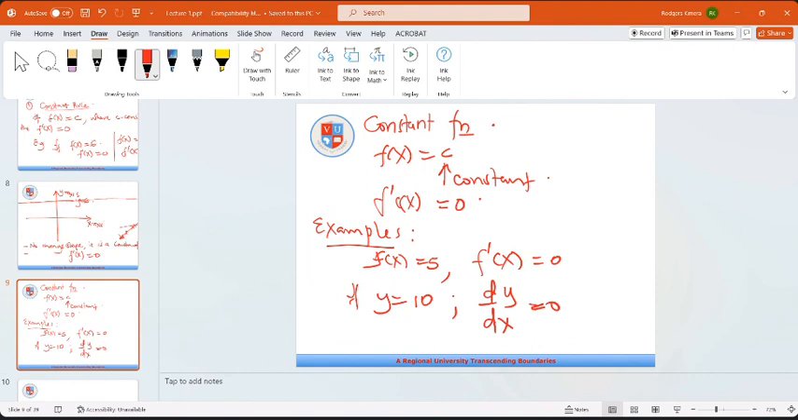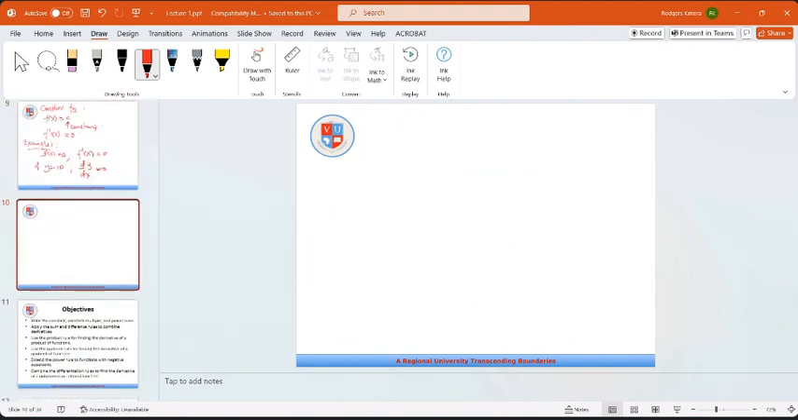I want to switch to the next one, which is the most common rule. Rule number 2 is called the power rule. It applies to functions that have higher degrees.